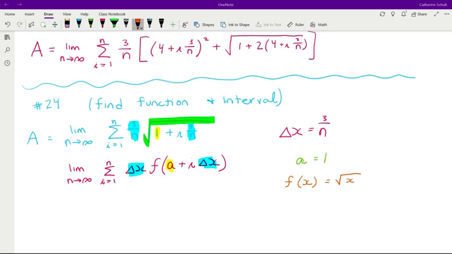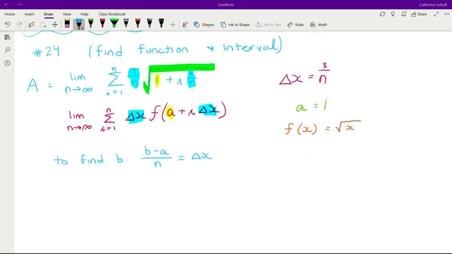The only thing that's left is to figure out your b. All right, the only thing that's left is to figure out b. Well, to find b, we know that delta x is b minus a divided by n, okay? So we know delta x is 3 over n, and we know that a is 1. All right, multiplying both sides by n, we can just cancel the n's. So b minus 1 has to be 3, so b has to be 4.